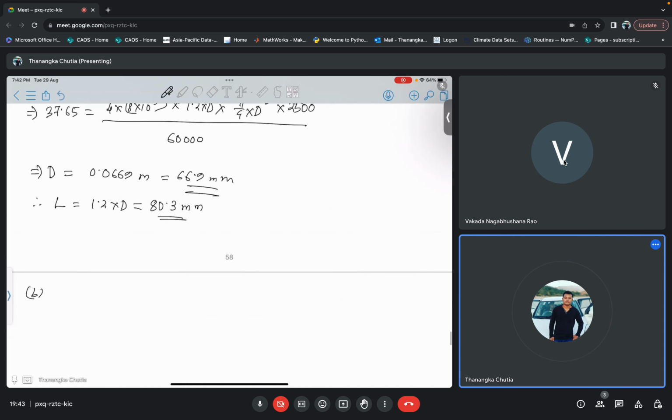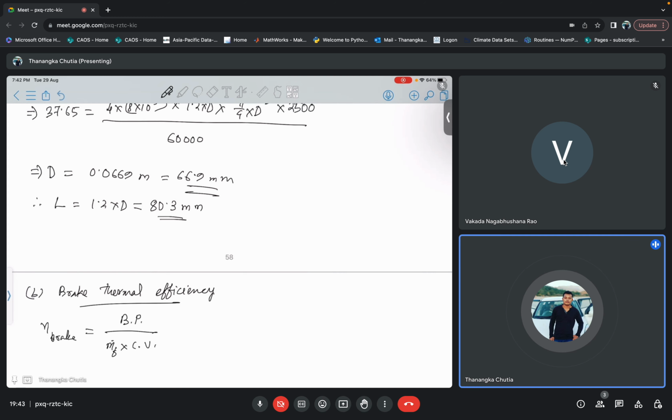Number B, brake thermal efficiency. Okay, so eta brake is equal to what? Brake power divided by mass flow rate of the fuel times calorific value of the fuel.